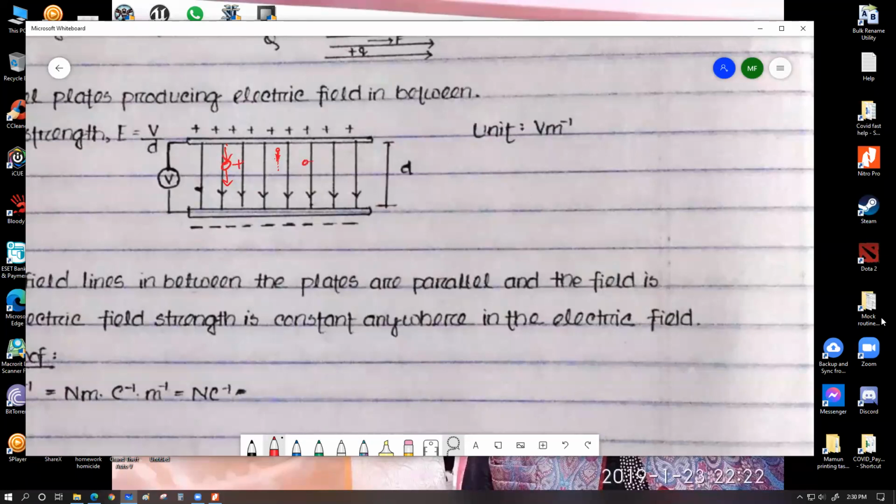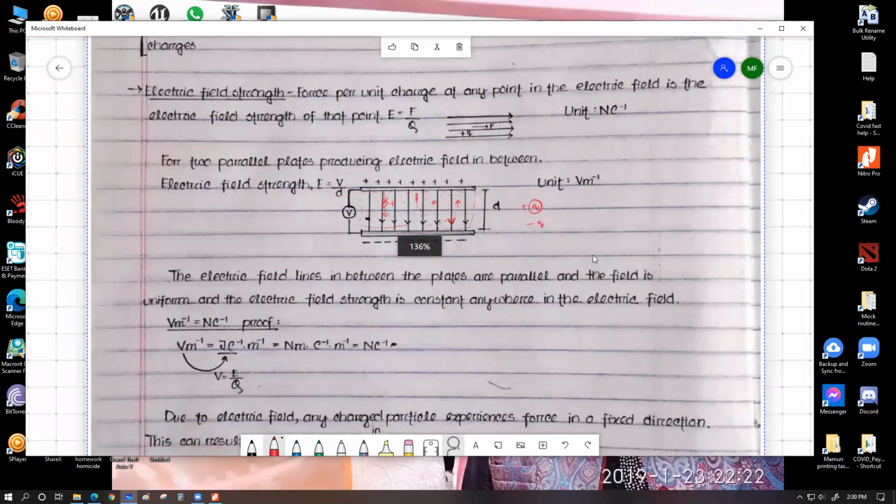So that's why, anywhere that you measure within this space between these two plates, you're going to get the exact same value for the electric field strength, which means if you have a Q charge placed anywhere within this space, that Q charge will experience the same force. If it is a plus Q charge, it will experience force in the direction of the field lines. If it is a minus Q charge, it will experience force in the opposite direction of the field lines. That's basically it. This is our exclusive case for the parallel field, for the uniform field.